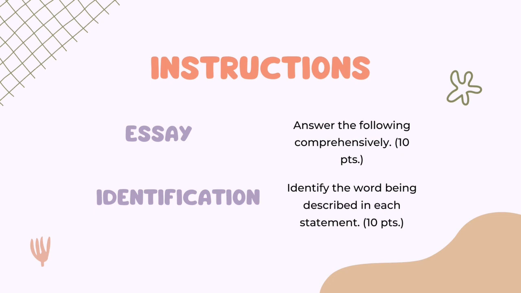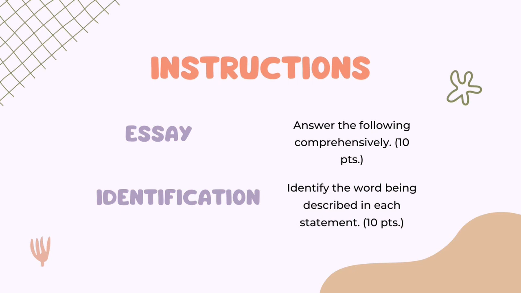Okay, so if yes, here are the instructions of our activity for week number 5. This one is written works number 5. It includes two parts. The first part would be the essay part. All you need to do is to answer the following comprehensively. We do have here two sets of questions. All you need to do is to limit your answer to 5 sentences only. If you want to exceed more than that, it's your choice naman. For each question, it is 5 points only, for a total of 10 points.